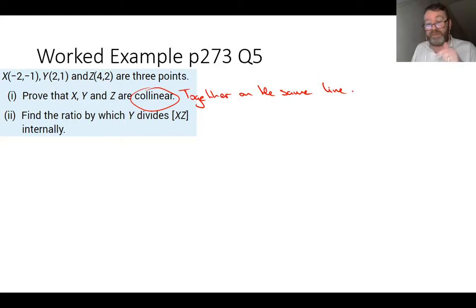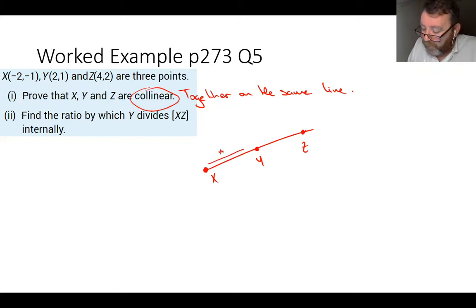If they're on the same line, then the slope between x and y should be exactly the same as the slope between x and z. All right, think about it. If you have a line like that, and let's say there's x, and let's say there's y, and let's say there's z. Okay, so x, y, and z. They're collinear. Now, I want to prove that they're collinear. Doesn't it make perfect sense that the slope between those 2 would be exactly the same as the slope between those 2?